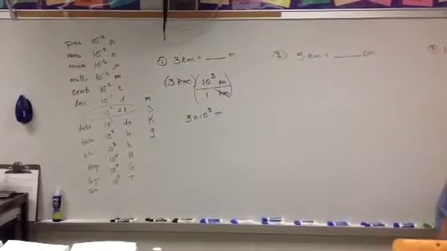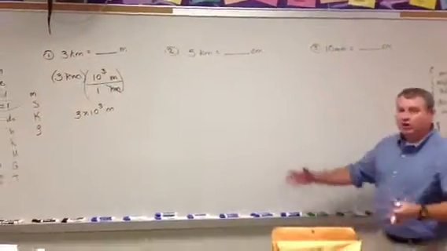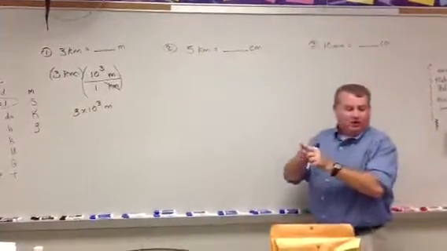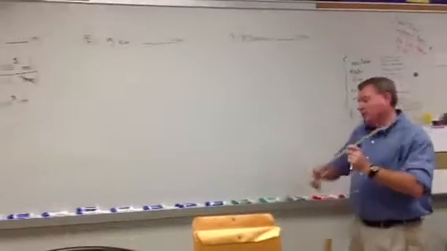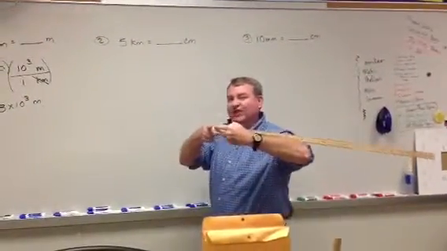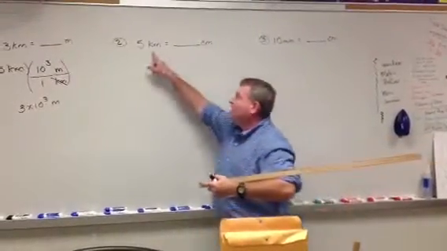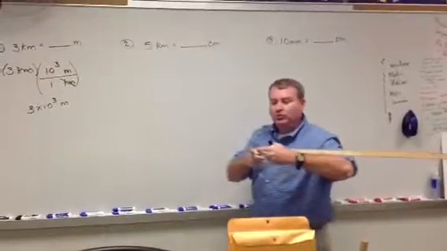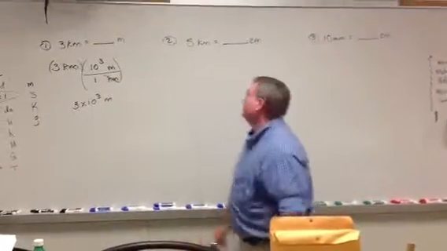All right, number 2, we're going from 5 kilometers to centimeters. Now, a kilometer is a large unit. A centimeter is a very small unit. On the meter stick, there are 100 centimeters in a meter. So this is 1/100th of a meter. So it's going to take a lot of centimeters to go into 5 kilometers. So you know, just conceptually, that you're going to end up with a really large number.